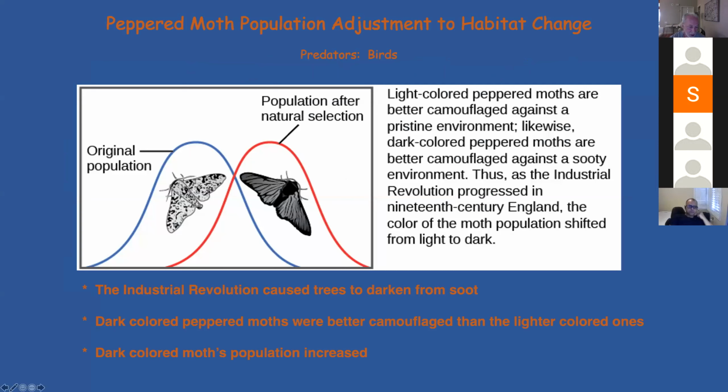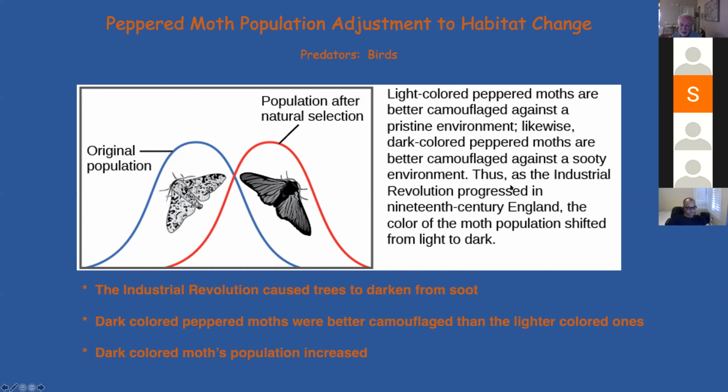Okay, what's the peppered moth? Well, there are two versions that are relevant to us, a light-colored and a dark-colored. Light-colored peppered moths are better camouflaged against a pristine environment. And it's important to note that the predators of these moths are birds. So birds will eat them if they can see them. So dark peppered moths are better camouflaged against a sooty environment.